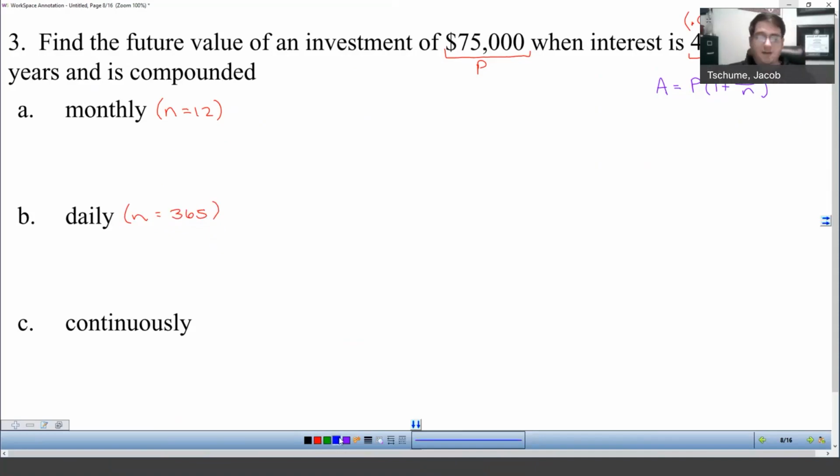So from here, this is more kind of a calculator problem. So we're going to plug these numbers into our formula. Let's start with monthly. We would say A is equal to 75,000 times 1 plus your interest rate, which is 0.045, divided by N, which is 12, raised to the N times T, which is 12 times 3. And like I said, if you need to pause the video at any point to try this yourself, I'm going to type this into my calculator.